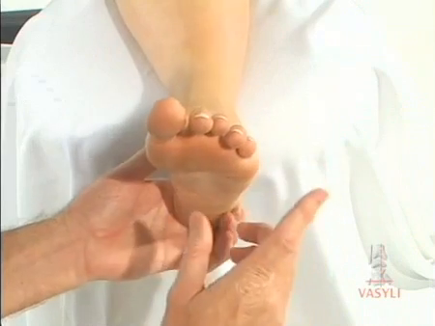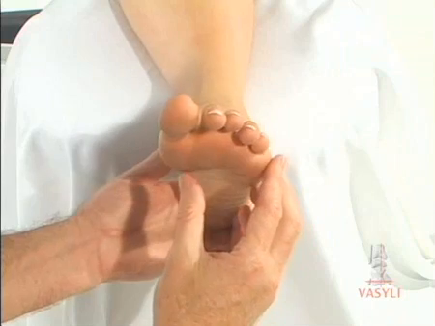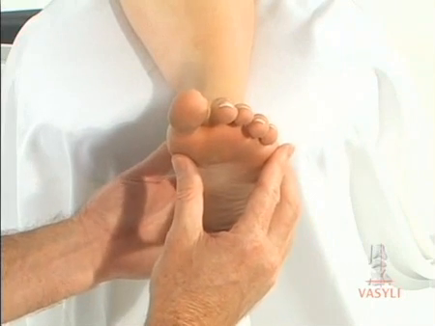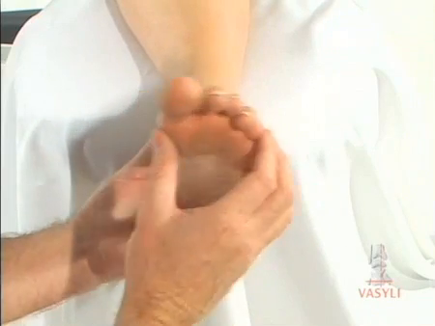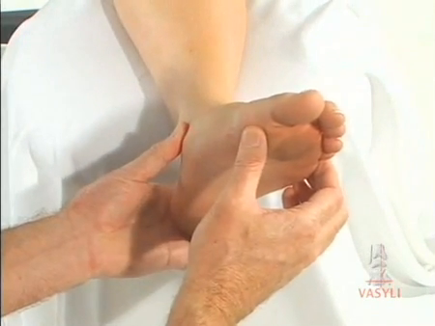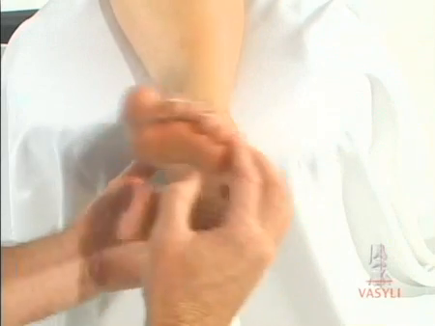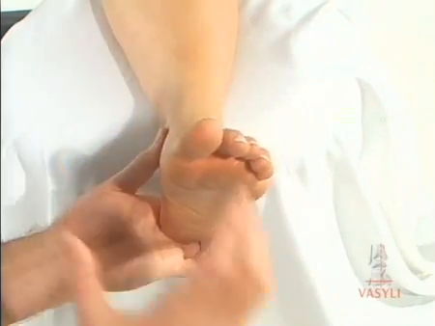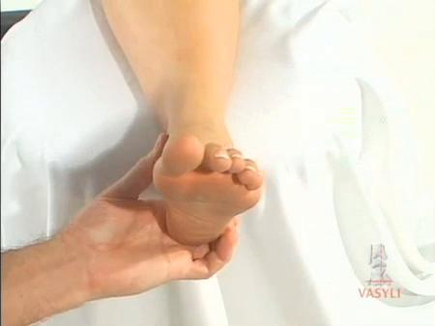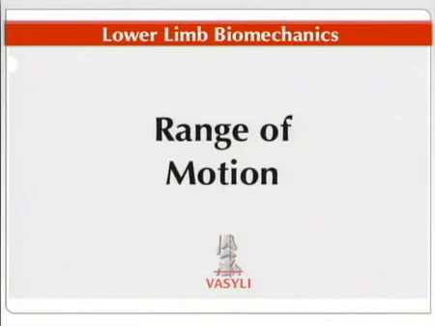Now the last plane is called the transverse plane, which runs in this direction here. In that particular case we get more of an adduction, or moving towards the center of the body, and abduction, moving away from the body. Conversely, you can talk about internal rotation and external rotation of the upper leg as well, and that's motion in the transverse plane.